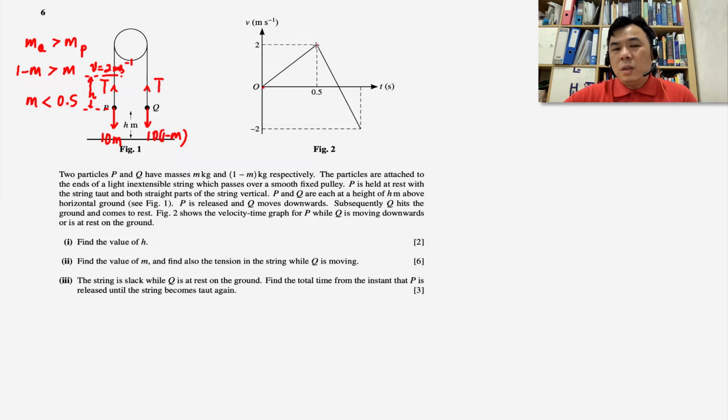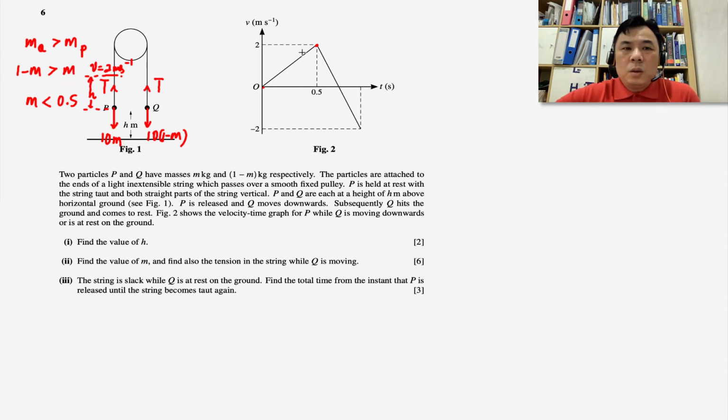And then once Q has reached the ground, the string becomes slack. So when the string becomes slack, the object P will still move up. It doesn't stop here. It will still be moving up, but the force of gravity will be pulling it down. Therefore, that object will experience gravitational deceleration in this case, when the string is no longer taut, or when Q has reached the ground itself.